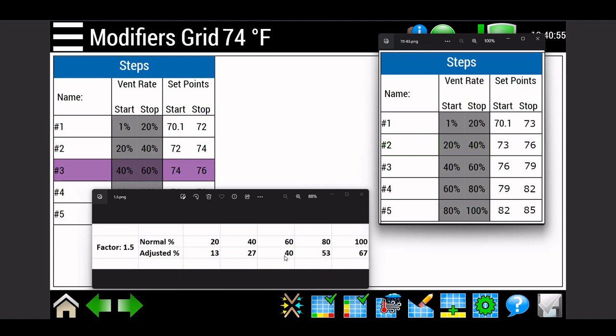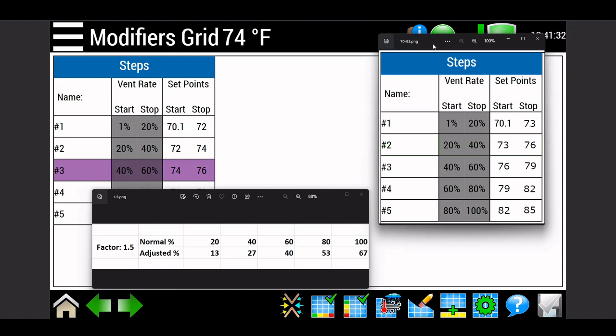So again, we take that normal target percentage of output for the room temperature. So 76 degrees, normal target percentage output is 60. We divide it by the factor of 1.5, and that gives us our bandwidth modifier adjusted output percentage, which is down to 40%. And again, it's displaying the adjusted temperature that goes along with that 40% output that it is currently doing.